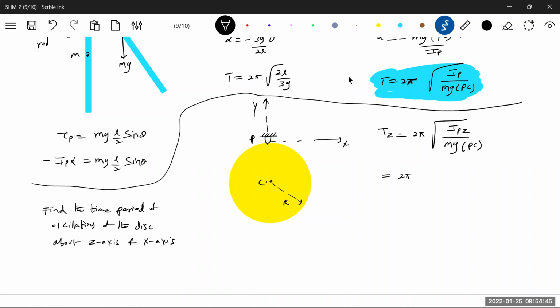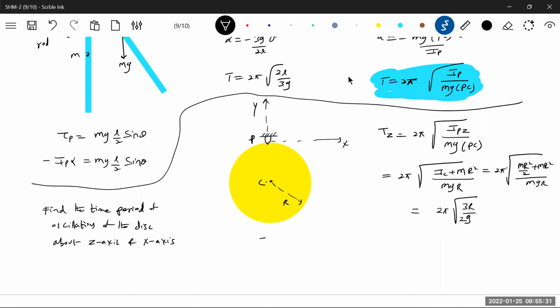Let's substitute all the things. 2 pi root of moment of inertia about the Z axis, that should be equal to Ic plus mr square, over mg into R. What is Ic? mr square by 2. So it is 2 pi root of 3R by 2g. What about the x-axis?